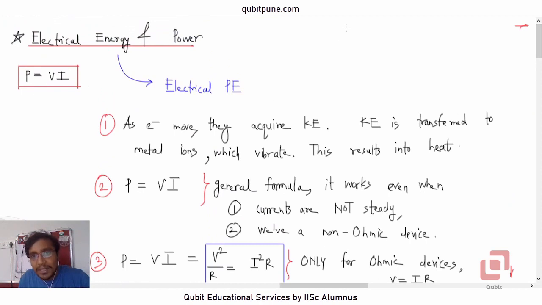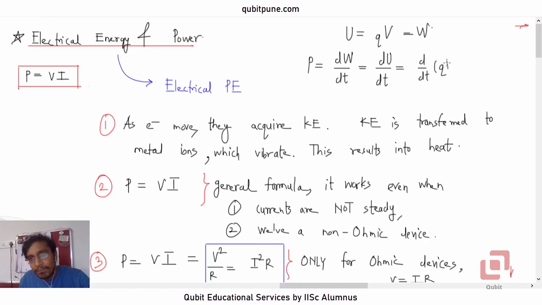We know that electrical potential energy is QV, which is also the work done. And what is power P? It is the derivative of the work done with respect to time, or the derivative of the energy with respect to time. So it will be d by dt of QV, and if V is constant, then it will be V dQ by dt, or VI, and that's how this formula comes. Okay, that's electrical energy and power.